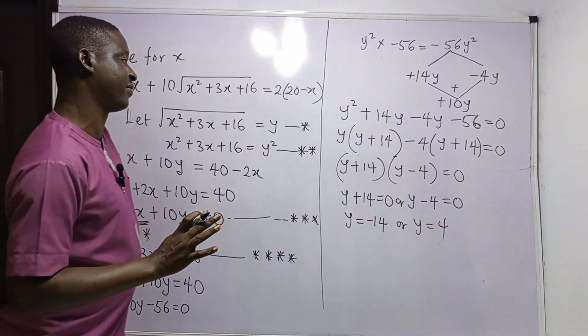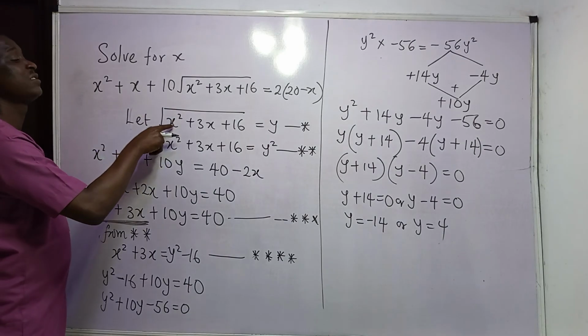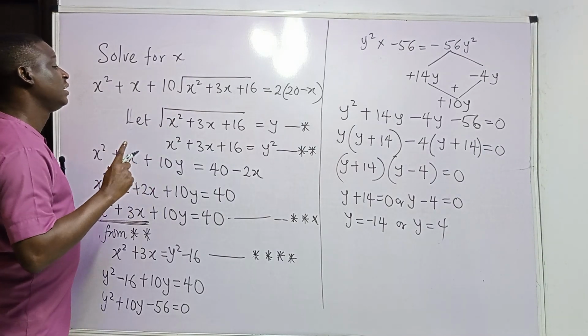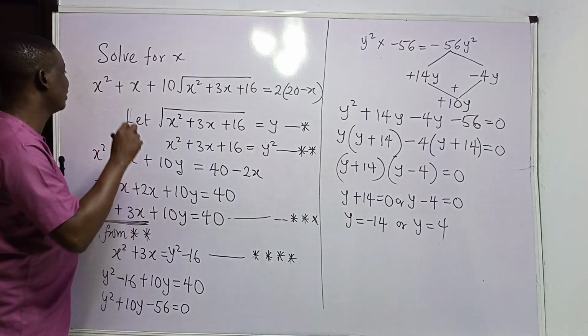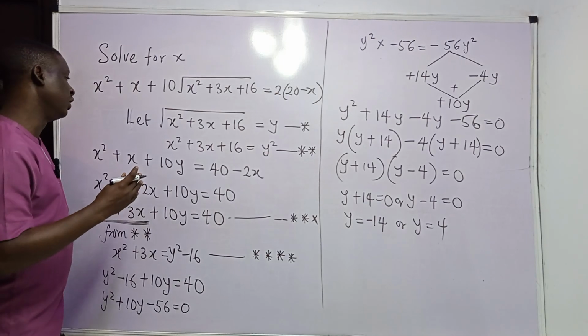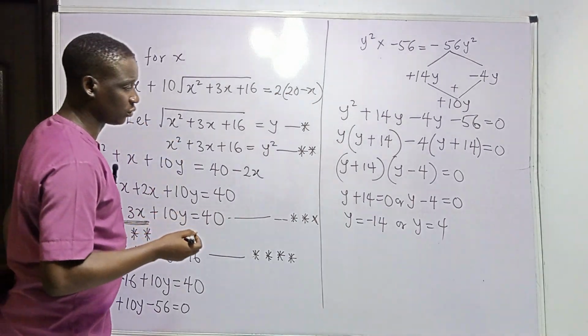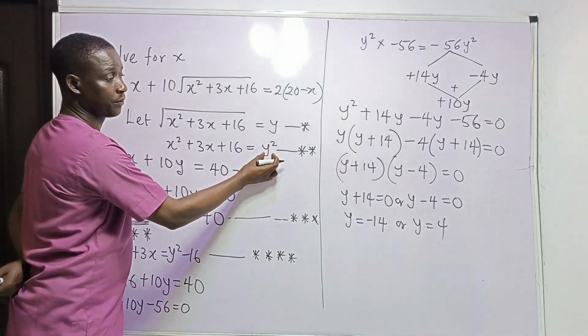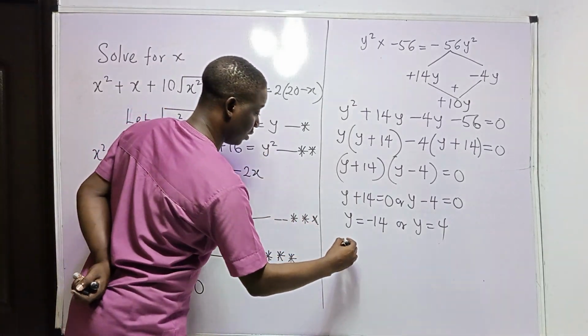We are not done yet. Don't forget we borrowed this particular y initially. It was not given in the question, just to reduce the complexity of the equation. So let's go back to looking for the value of x. We'll substitute y here. So what we will have now is what?